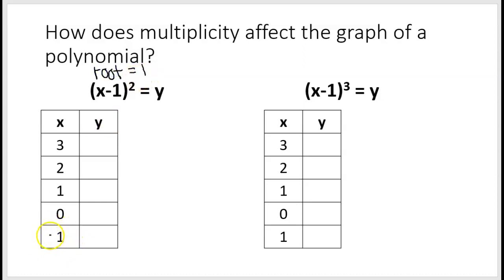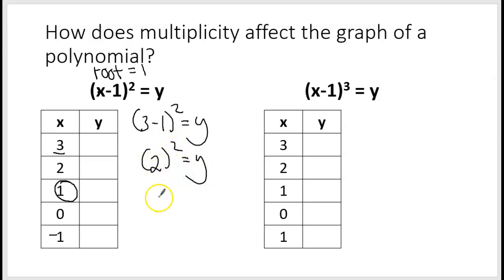Now I meant to make this a -1, and I put my root, which is 1, in the middle of my table. And I want you guys to see what happens as we approach the root from the right and also from the left of that number. Okay, so let's plug some numbers in. So let's start with 3. I'm going to plug 3 in for x. Parentheses first, followed by power, is 4.